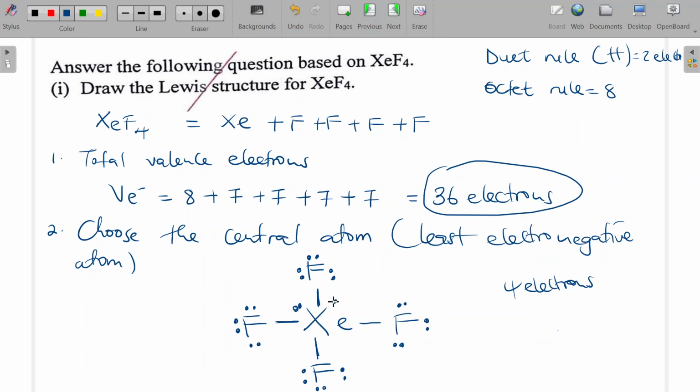So I'll add here, and I'll also add here. Okay? So when I add here and also there, I realize that I've now utilized all the 36 electrons. After I've balanced these ones, all of these are balanced. For fluorine, it is balanced. It is following what? The octet rule. This one is also balanced. Octet rule.